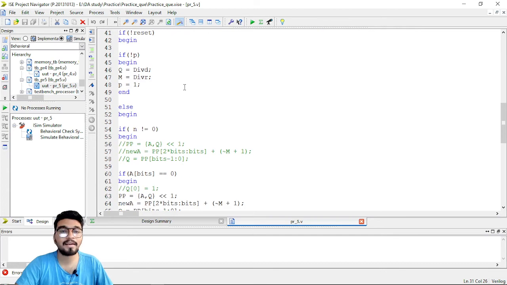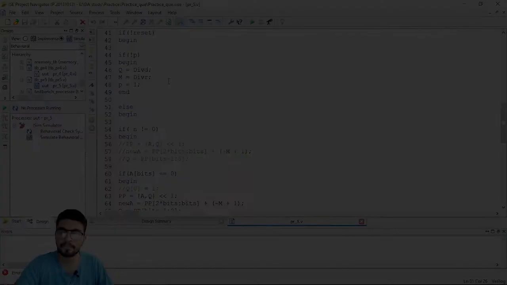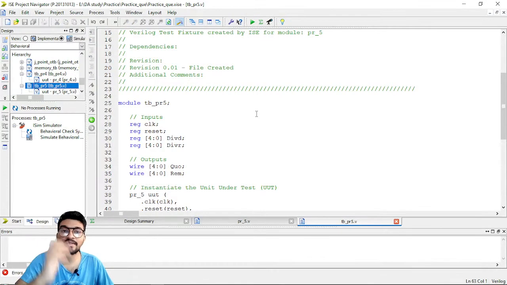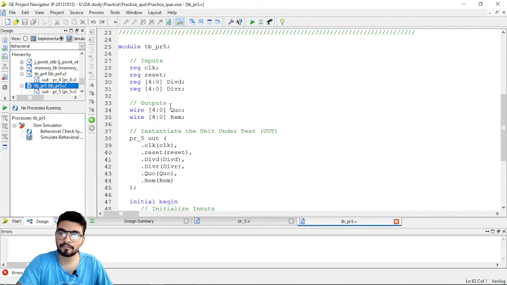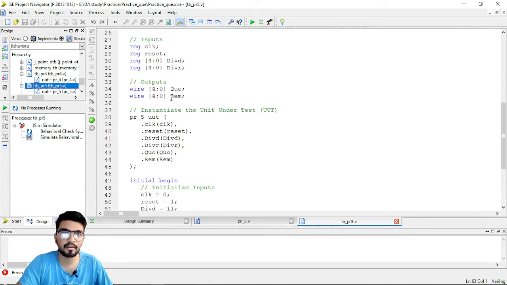And now let's go for the test bench. This is the test bench that I have made for the simulation. You can see there is clock and reset, then there is divider and divisor, and then there is quotient and remainder. Those are outputs, these are inputs.